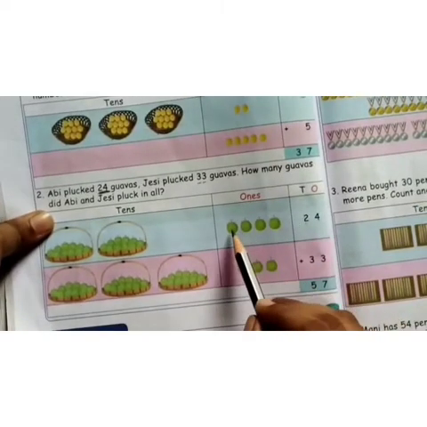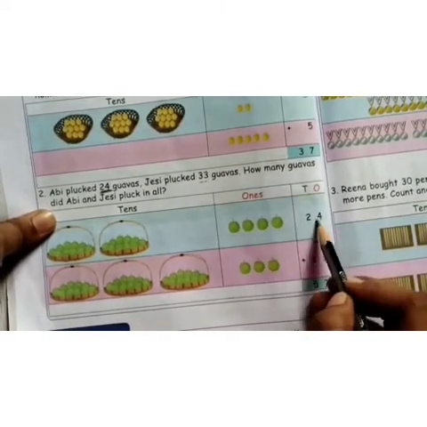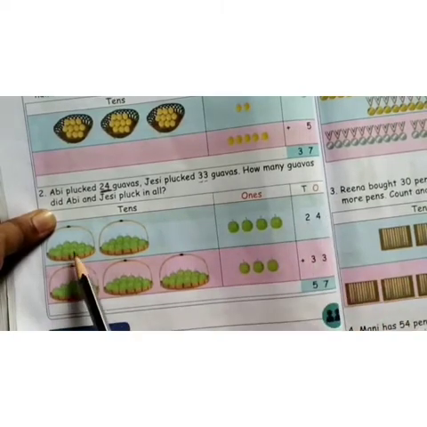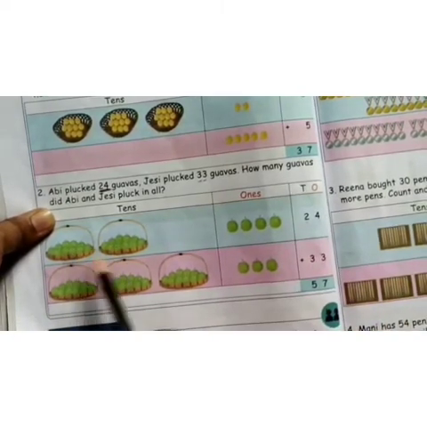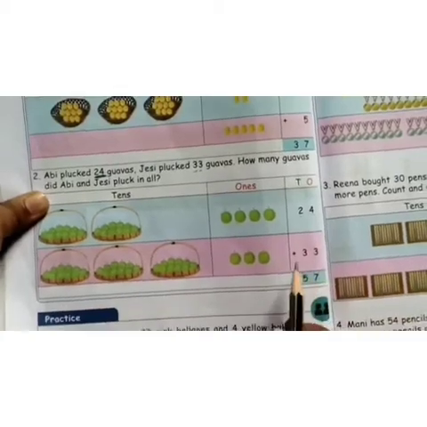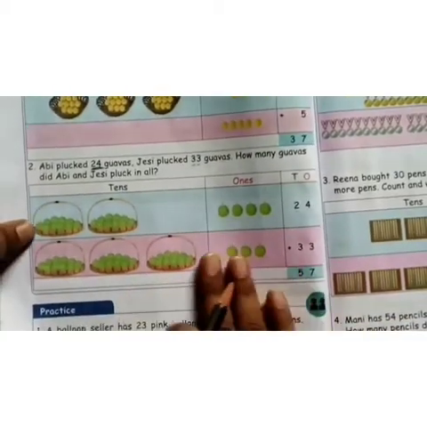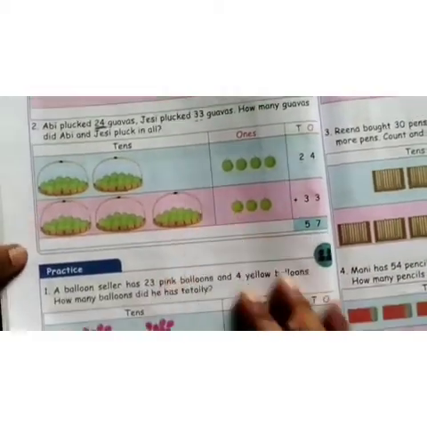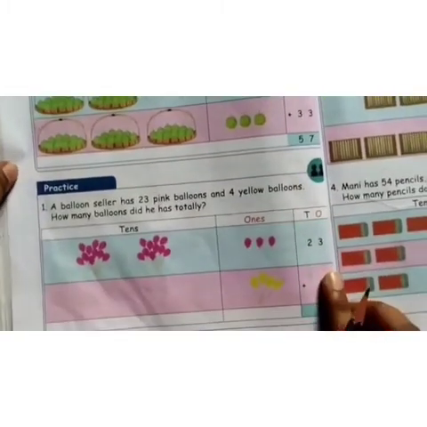Okay? In ones place we have 1, 2, 3, 4. So we have to write number 4. In this we have 1 and 2 tens. So we have to write number 2. So in this way we have to complete these problems. Okay children, let's practice based on this more.